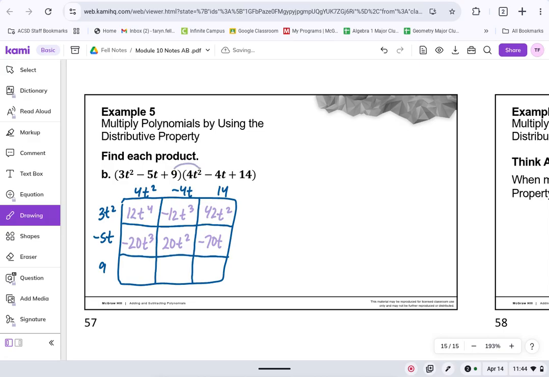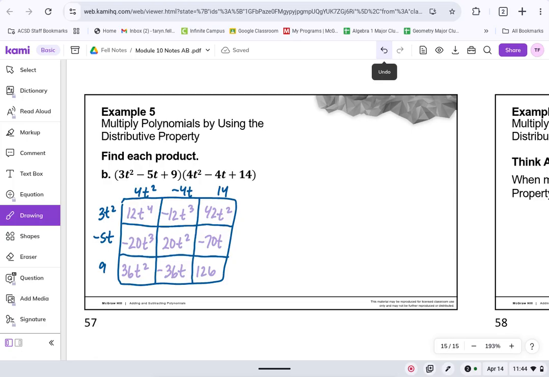The final thing is to multiply the 9 by each term. So 9 times 4t squared is 36t squared. 9 times negative 4t is negative 36t. And then the final one is when I take 9 times 14, and that should give me 126.